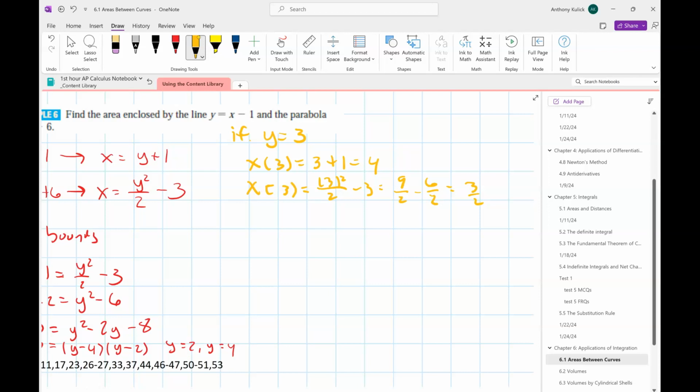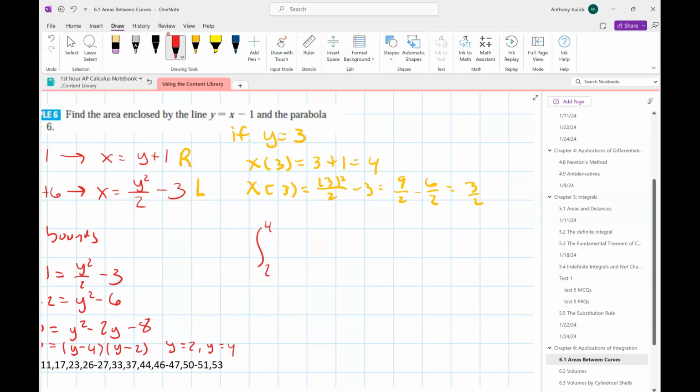So we know that this one is the right and that one is the left. Is everybody okay with how I determined that? I just was looking for which x was bigger, right? Because that's going to be further to the right. So now I have everything I need to set this up.